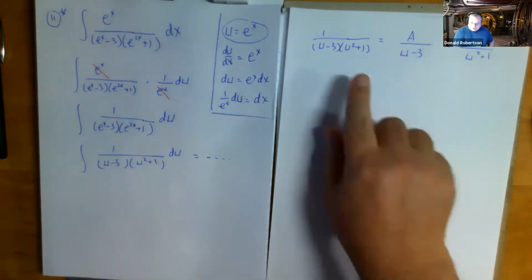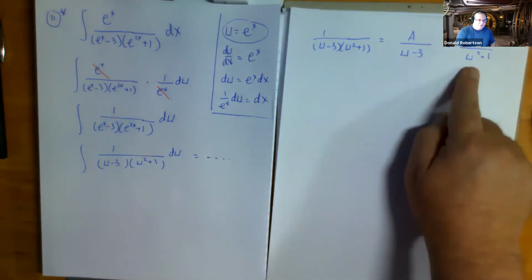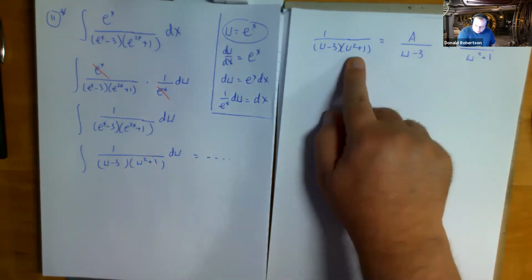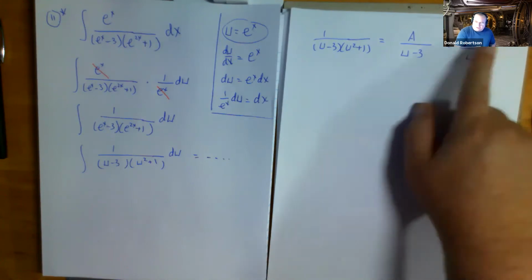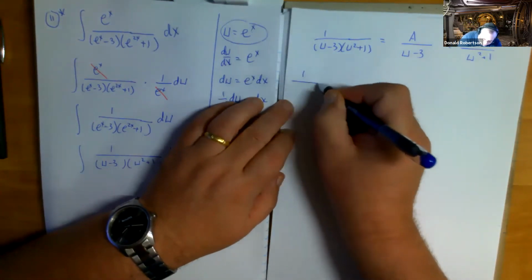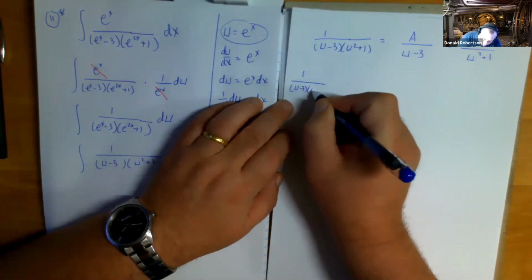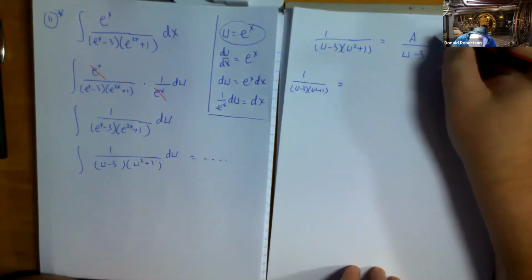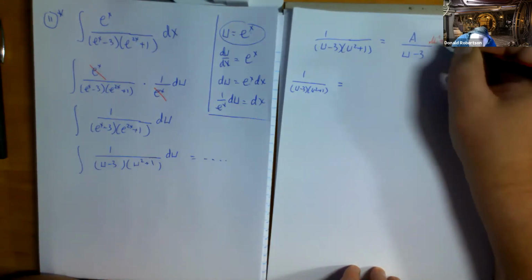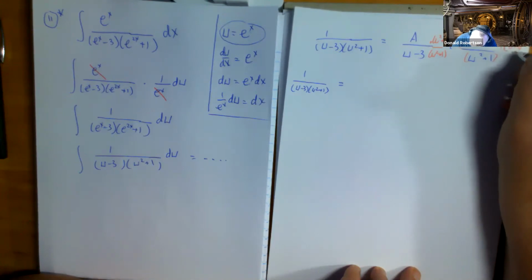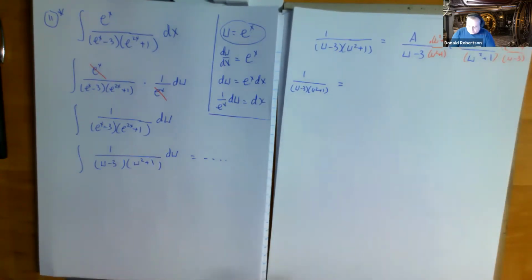Are we comfortable with how this breaks into its baby fractions, its partial fractions? The u minus 3 term gets a single A above it, but the quadratic term gets 2: Bu plus C, right? A, B, C. Then what we do in this process is we take this guy, put some brackets around everybody, and combine them into a single fraction.